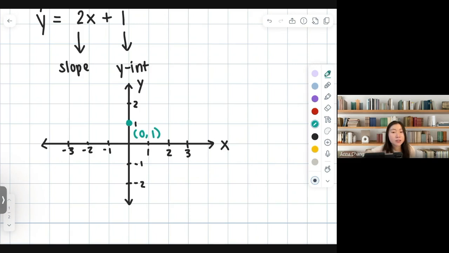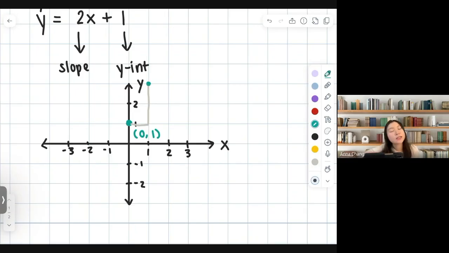Our slope here is 2, and remember that means that for every increase of 1 in the x, which is our left to right, our y is going to increase by 2. So I need to go 1 to the right for an increase of 1 in x, as well as 2 up for an increase of 2 in y. This is where our next point is going to be.